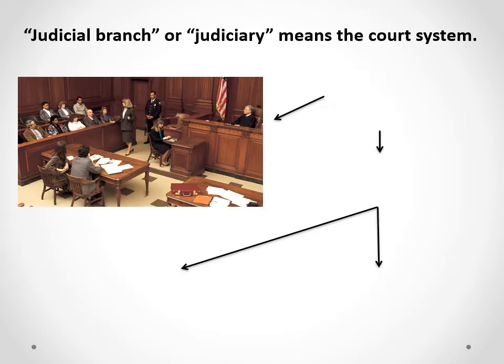So the term judicial branch or judiciary just refers to the court system. Courts are made up of a judge and sometimes a jury. And what courts do is they decide cases. That sounds like a throwaway line, to decide cases. It's actually very important. What this means is that before a court can do anything, you have to have a problem. You have to have a case. You have to have a dispute. You have to bring your problem to the court before the court can act on it.